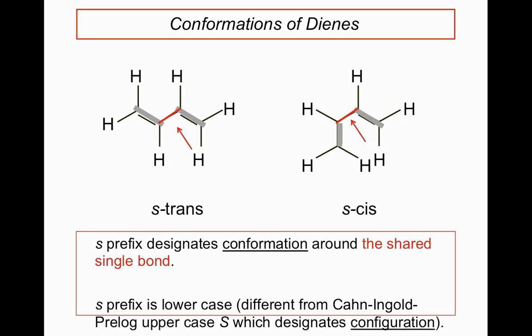In addition to noting the independent geometry around each of the alkenes in a diene, for conjugated dienes, it's also important to denote the spatial relationships of the two alkenes around the shared sigma bond between them. To do this, we use the prefixes S-trans and S-cis. The S here stands for the sigma bond that's shared between the two carbons in the two alkenes of the diene. Trans means that each of the alkenes are pointing in opposite directions of the shared sigma bond. S-cis means each of the alkenes are pointing in the same direction on each side of the shared single sigma bond.